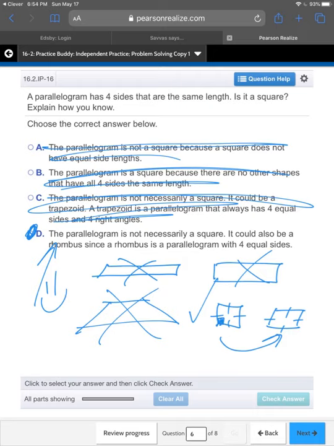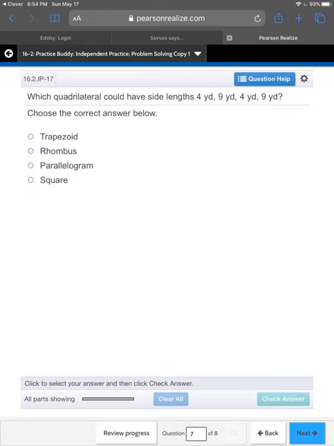Notice what I'm doing when I'm answering these questions: I'm drawing pictures. You guys have done enough practice with the spell review this year with the back wall that you should be able to draw these pictures and go through these answers, and by drawing the pictures, it should help you. Number 7, easy one. What quadrilateral could have the side lengths of 4, 9, 4, and 9? Okay, well, remember, a trapezoid is this.